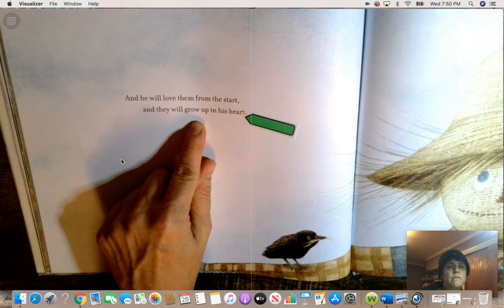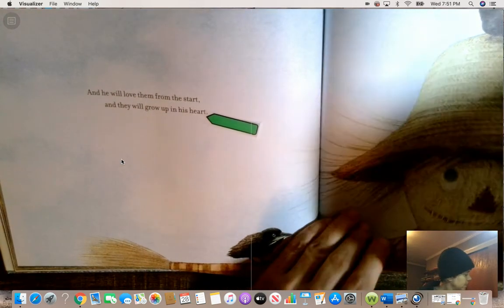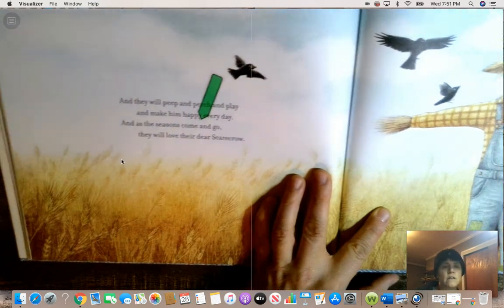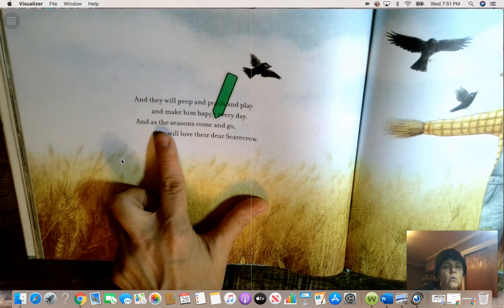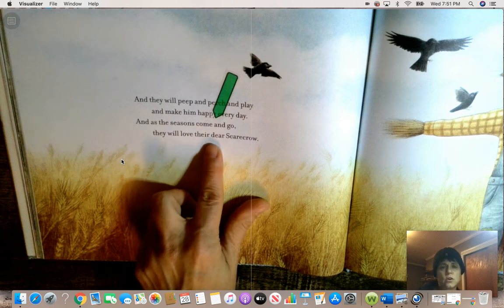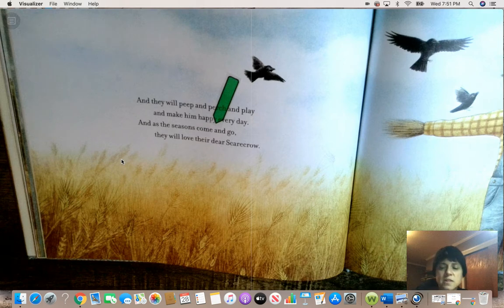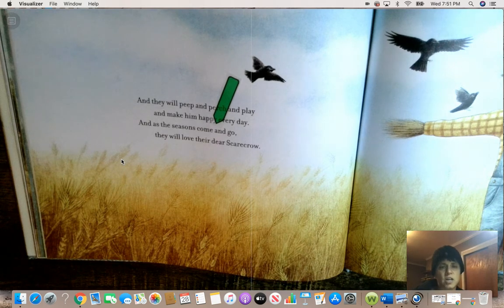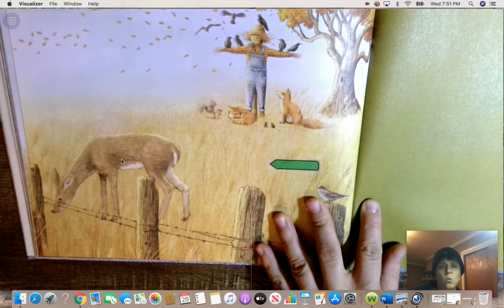And he will love them from the start, and they will grow up in his heart. So another change in our character. And lastly, the author gives us a clue that no matter as the seasons come and go, they will love their dear Scarecrow, which is a great conclusion to all of it because we see that shift for the entire change of settings throughout the story. Scarecrow. And here comes that autumn wind and color again. And so that cycle keeps happening.